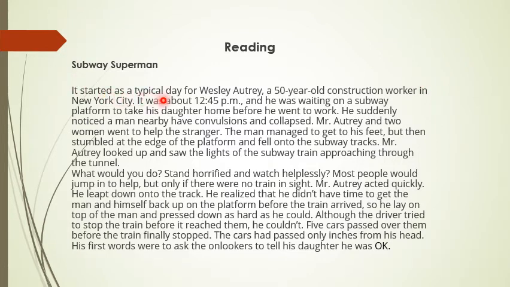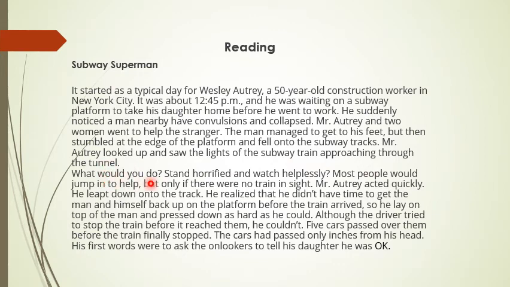It started as a typical day for Wesley Autry, a 50-year-old construction worker in New York City. It was about 12:45 p.m. and he was waiting on a subway platform to take his daughter home before he went to work. He suddenly noticed a man nearby have convulsions and collapse. Mr. Autry and two women went to help the stranger. The man managed to get to his feet, but then stumbled at the edge of the platform and fell onto the subway tracks. Mr. Autry looked up and saw the lights of the subway train approaching through the tunnel.